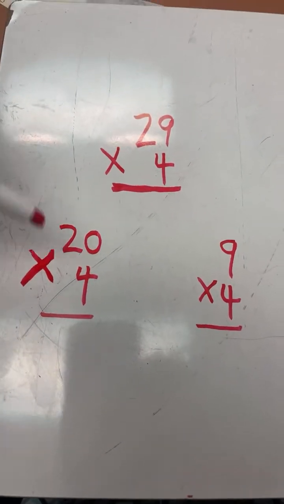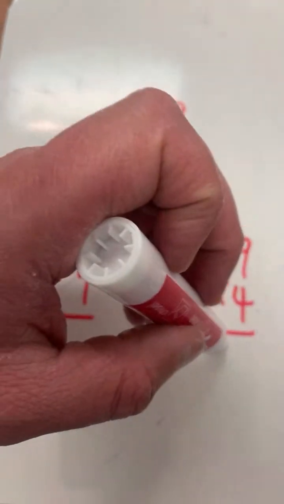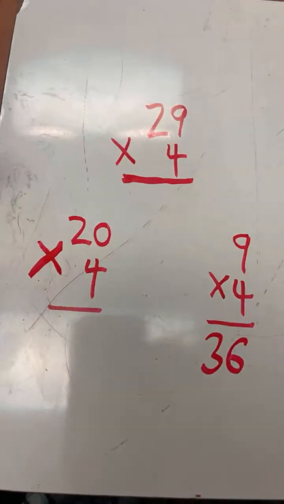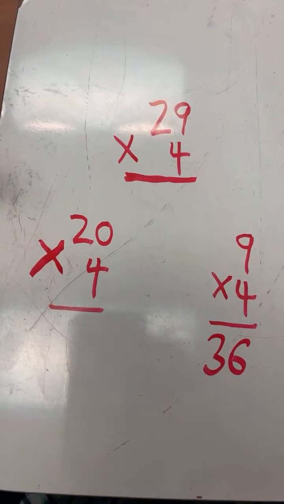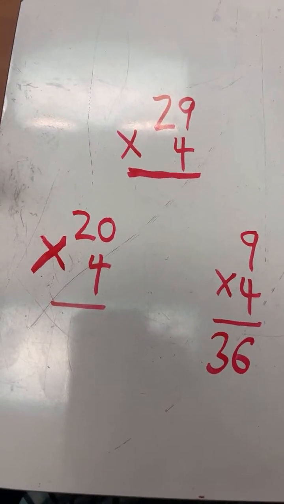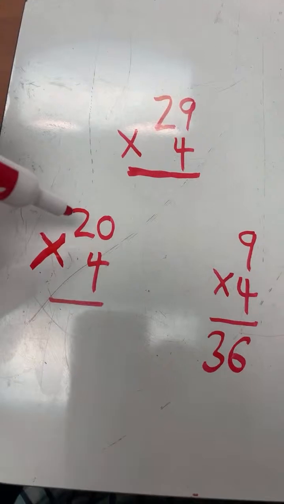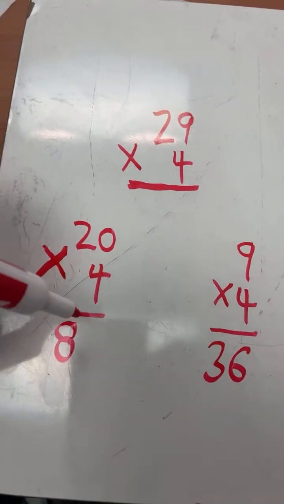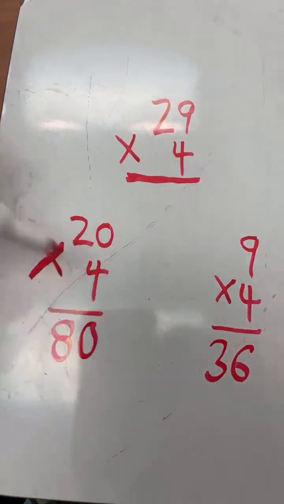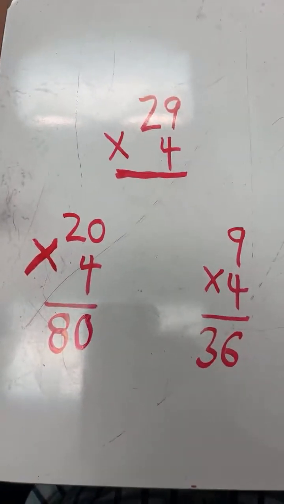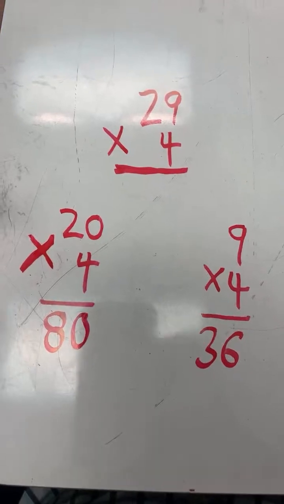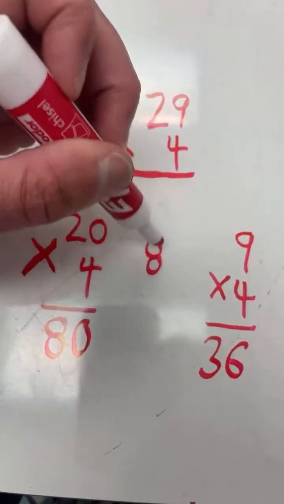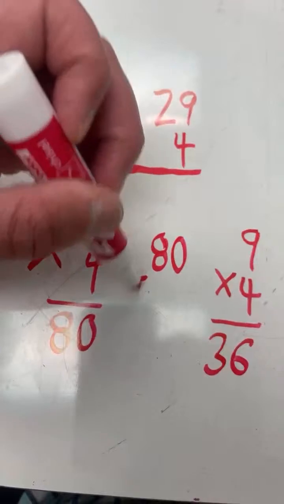So 9 times 4 equals 36. To get the answer to 20 times 4, we simply multiply 2 times 4 and add a 0 to our answer. So 2 times 4 equals 8. If we add a 0 to our answer, that 8 becomes 80. Now to get our final answer, to get our answer to 29 times 4, we simply have to add 80 plus 36.